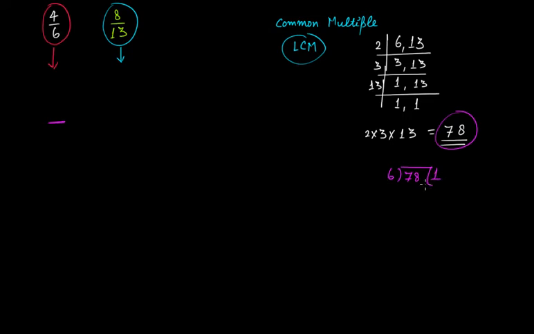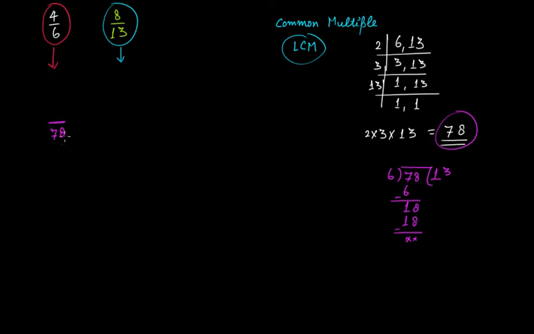6 times 1 is 6, minus 1, and this is 18. This is 6 times 3 is 18. So if I multiply 6 by 13, it will make 78, right? If I multiply 6 by 13, it will make 78.